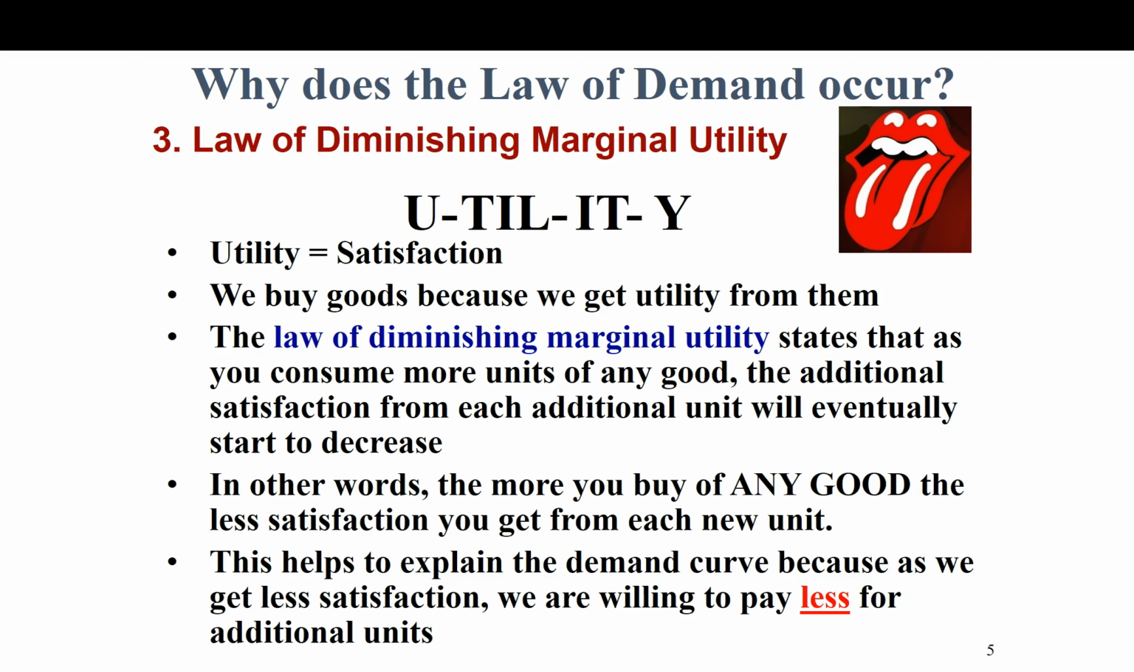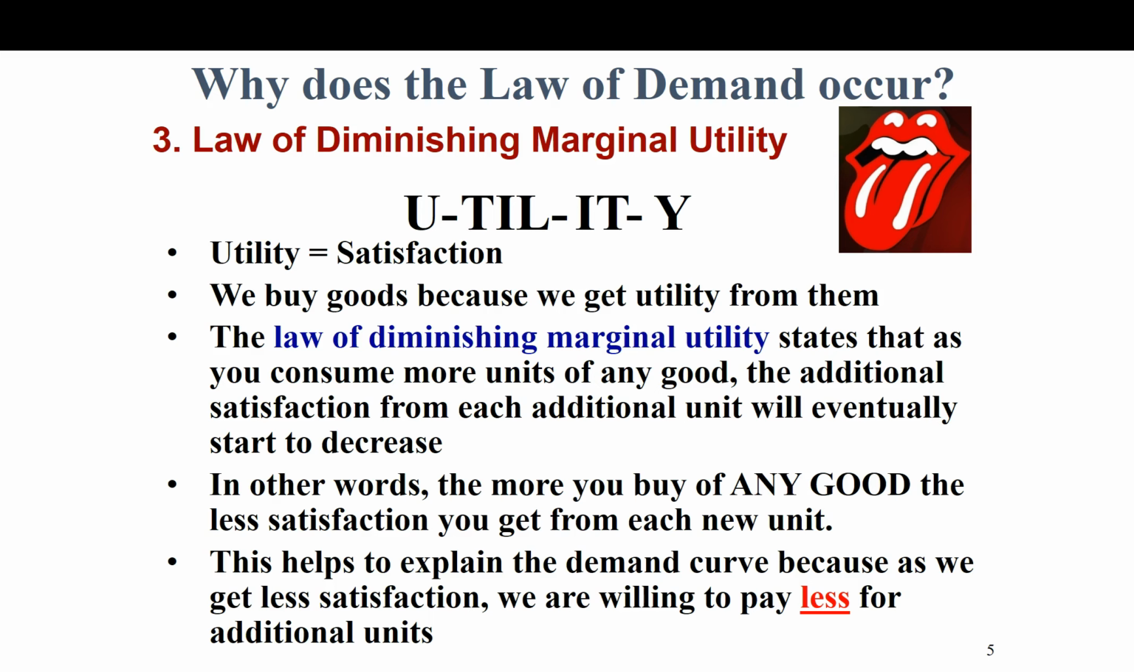So as we purchase more of a good, we get less and less satisfaction from each additional unit eventually. And it doesn't mean that right away that happens, but eventually the law of diminishing marginal utility will set in. And because of this, as we buy more of a good, we're willing to pay less for additional units because we get less satisfaction from them.